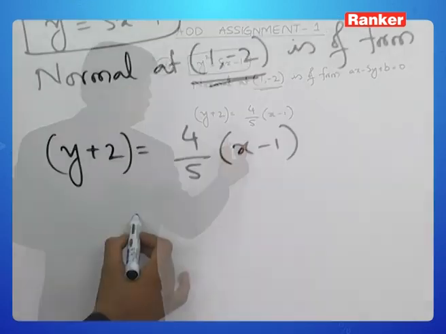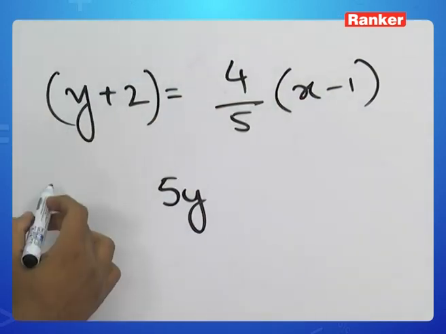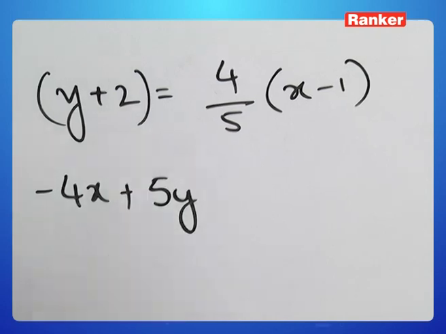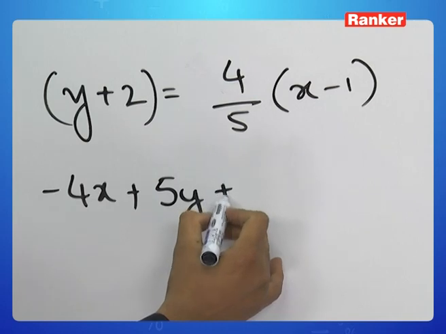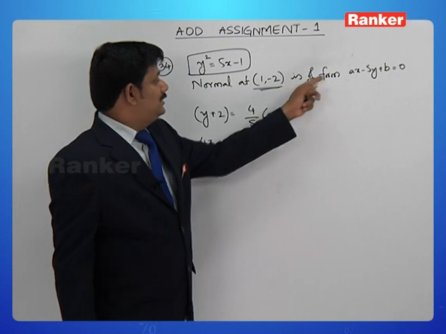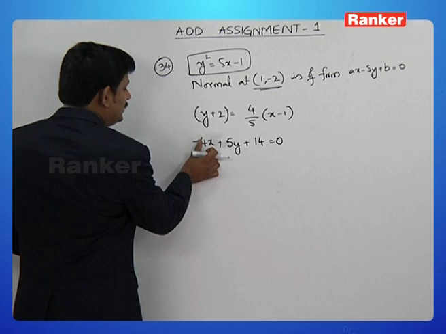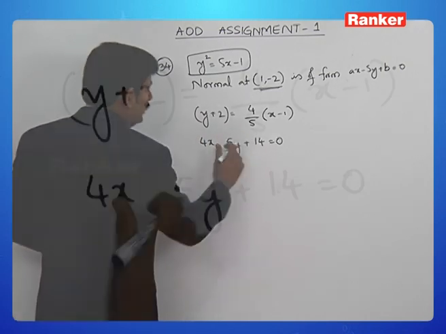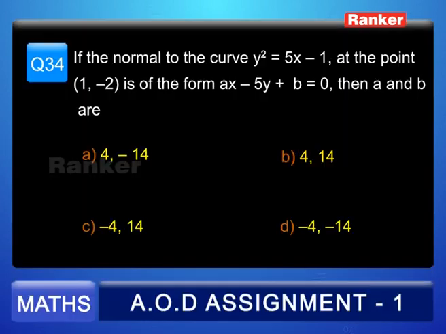Cross multiply, the equation of the normal would be 5y plus 10 equal to 4x minus 4, that is 4x minus 5y minus 14 equal to 0, up to a sign. But it is given that the normal is of the form ax minus 5y plus b equal to 0. So, to make that, let me multiply throughout by a minus sign. It is 4x minus 5y minus 14 equal to 0. So, a is 4 and b is minus 14. A is 4 and b is minus 14. It is option A.